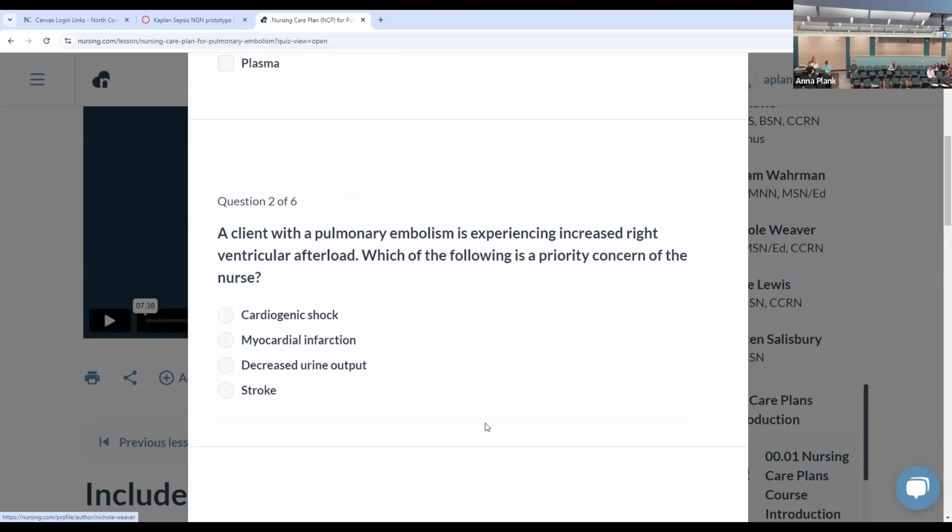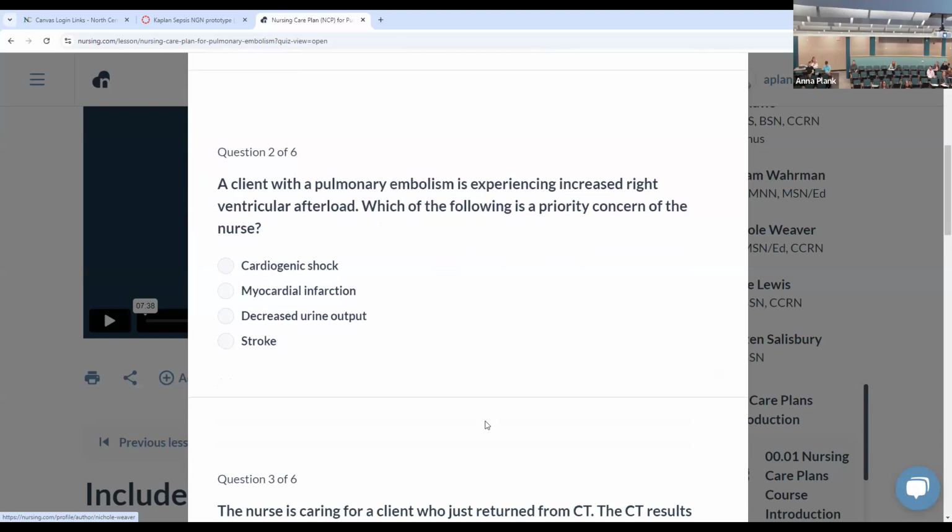Let's see. Okay, let's look at question 2. What is afterload? The pressure that it has to fight to get out. The pressure that it is pumping against, right?